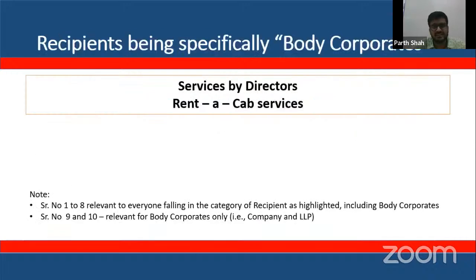Moving on to our next segment, wherein the recipients are specifically body corporates. So up till now, whichever entries we saw, they were relevant to everybody, including a body corporate. The next two entries, services of directors and rent-a-cab, are very specifically relevant for body corporates only.